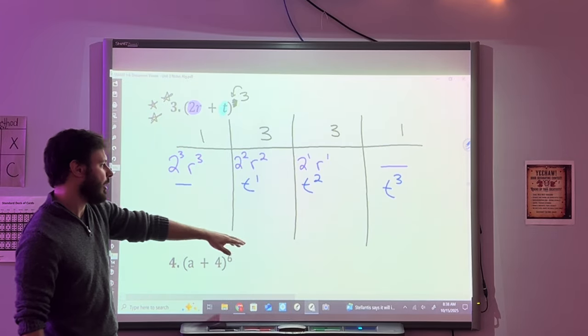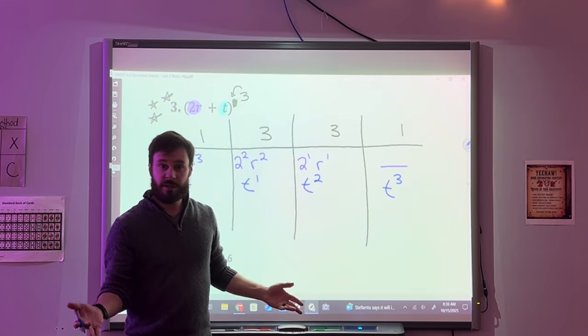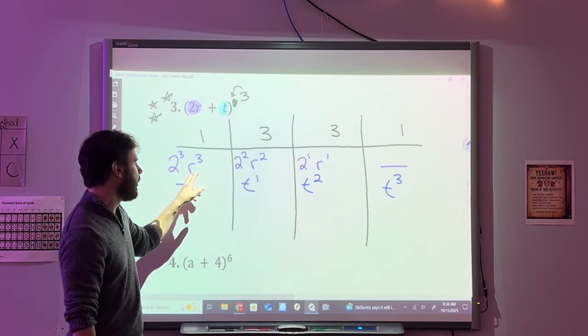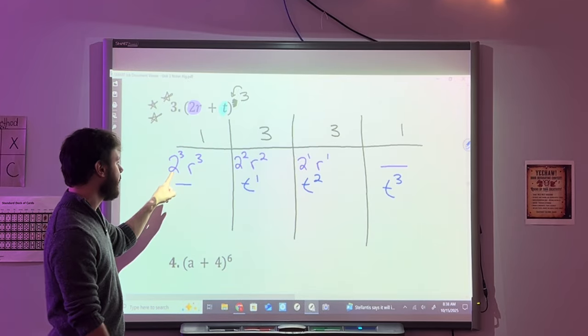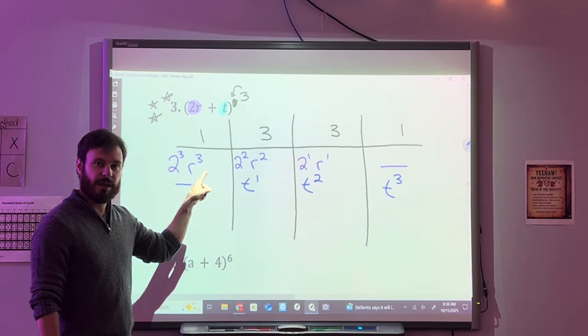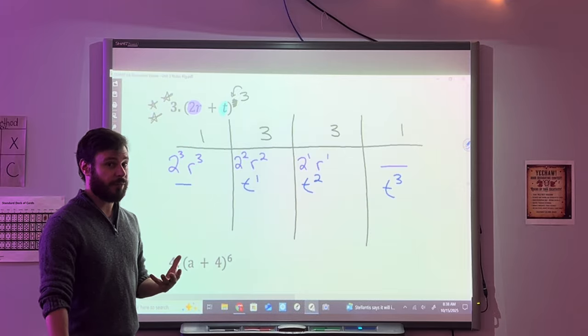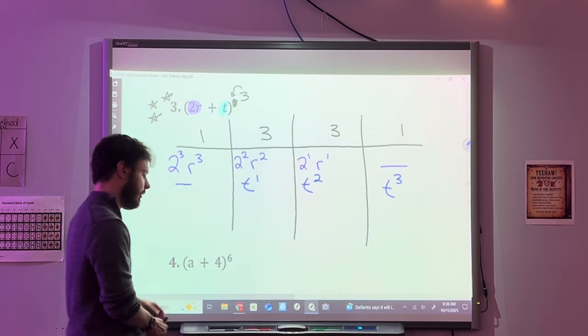So here's the thing, right? t squared, I don't know what that is. I can't simplify that anymore. r cubed, same deal. No clue, it's fine. But 2 cubed is a real number. I can figure out what that is, and I need to.